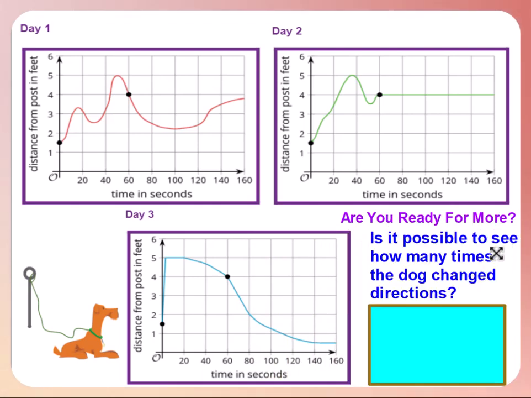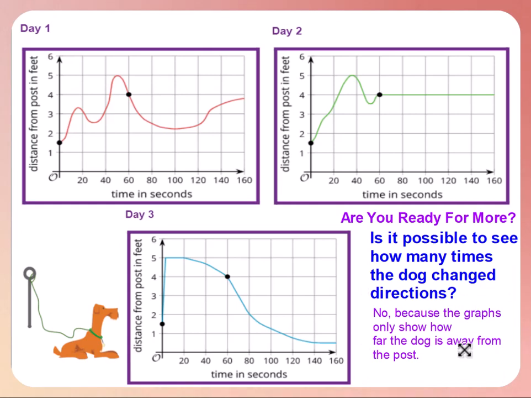Is it possible to see how many times the dog changed direction? So think about what you graphed, what you drew, and the answer is no, because your graph should be different than mine. A little bit of variation in the direction that they moved, except for the last one. We know he's going in the same direction, round and around that pole. But we only have these 2 points where x is 0. We know what y is going to be.